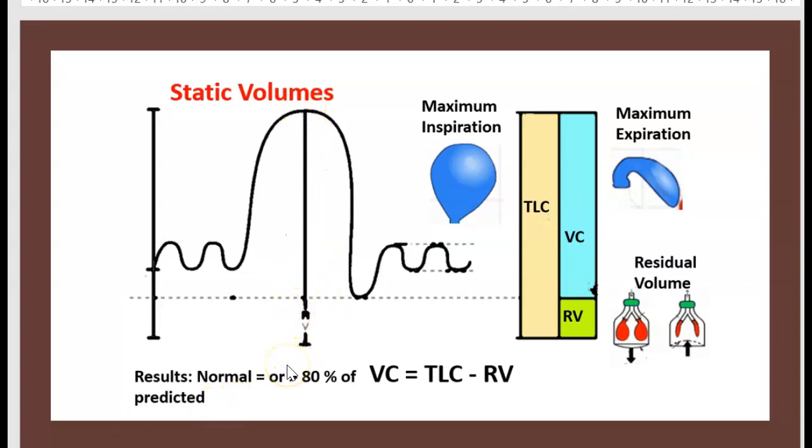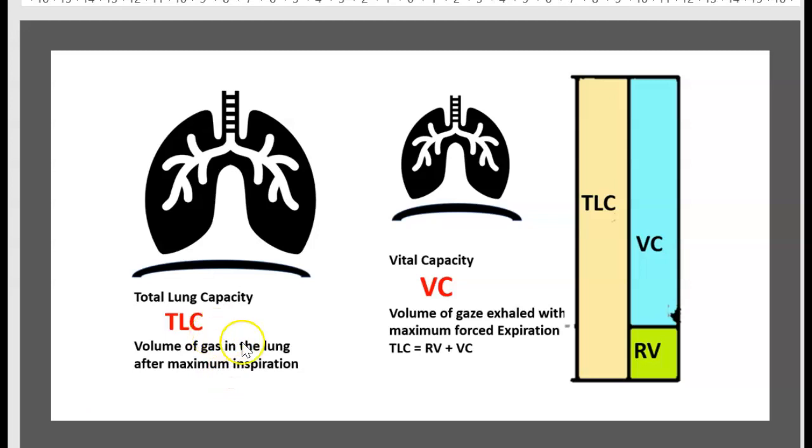Here's the total lung capacity. Here's the vital capacity, and the difference between this and this is the residual volume. Otherwise, total lung capacity is the volume of gas in the lung after maximum inspiration. Vital capacity is the volume of gas exhaled with maximum forced expiration, and the difference between them is the residual volume.